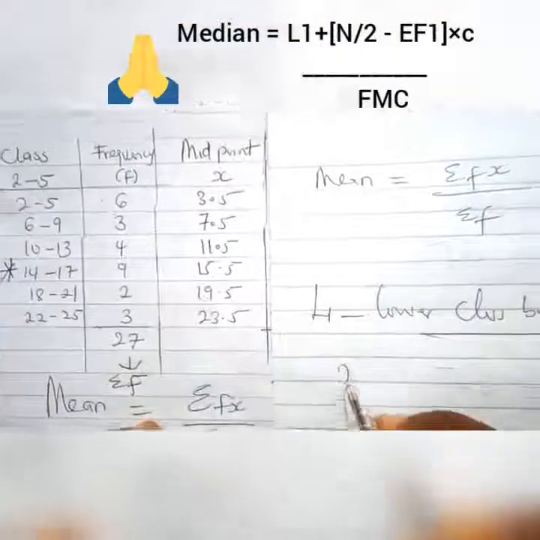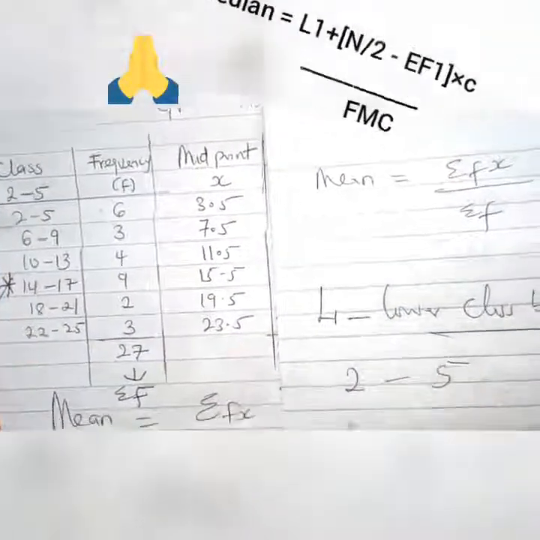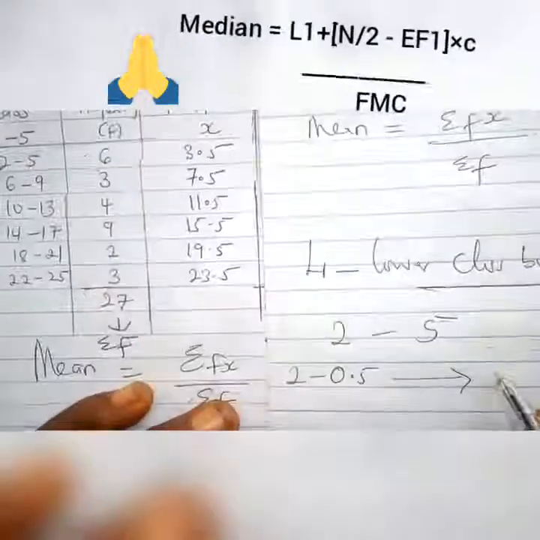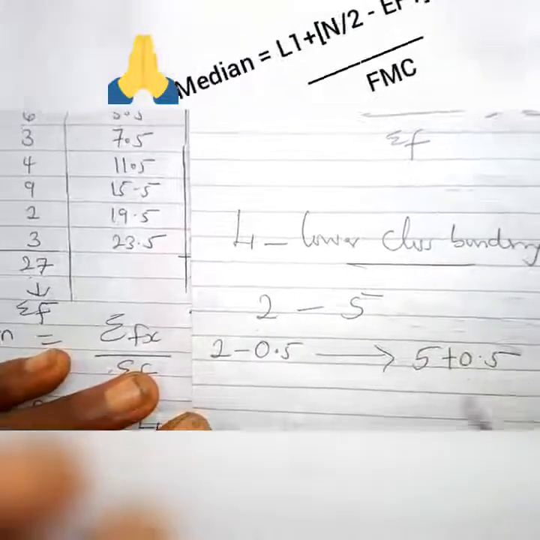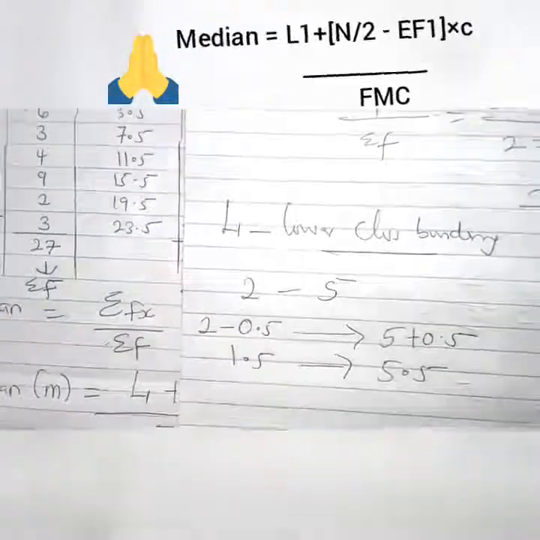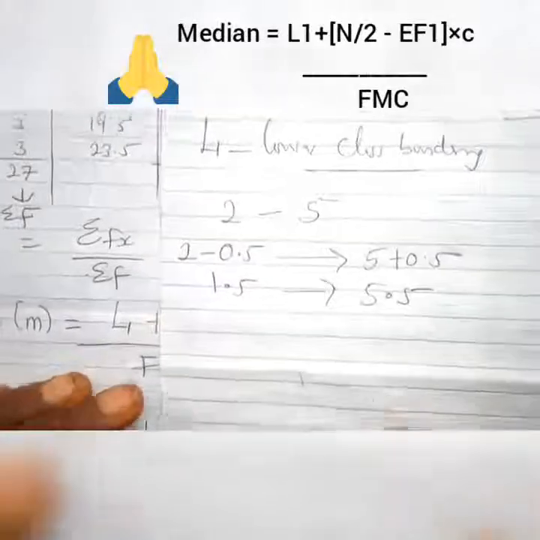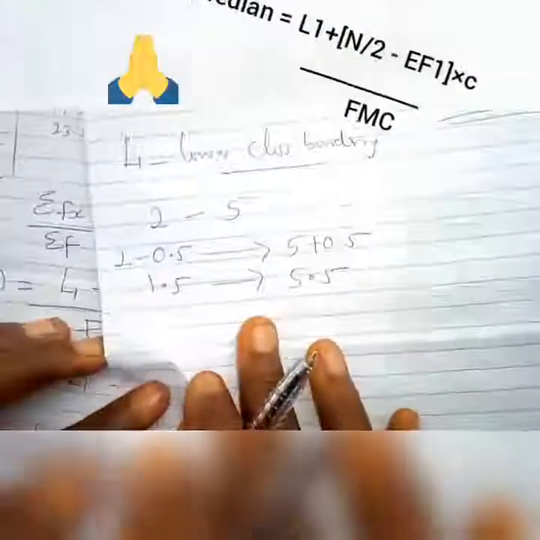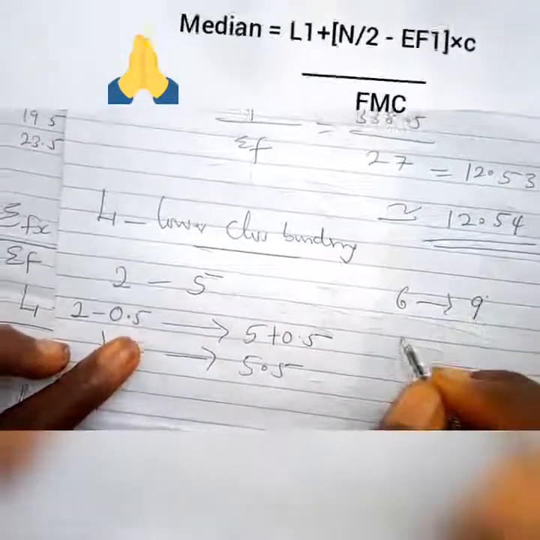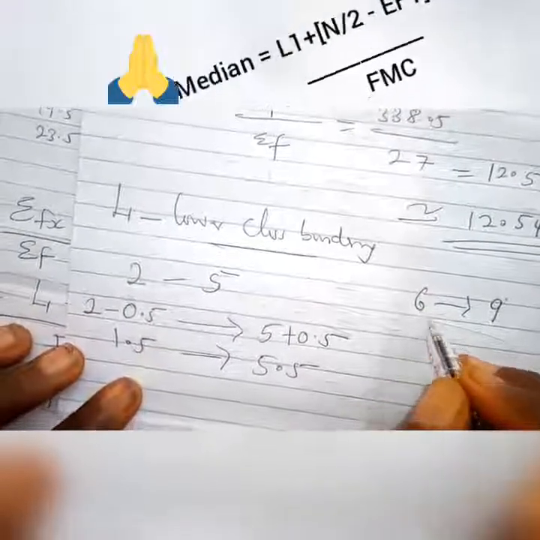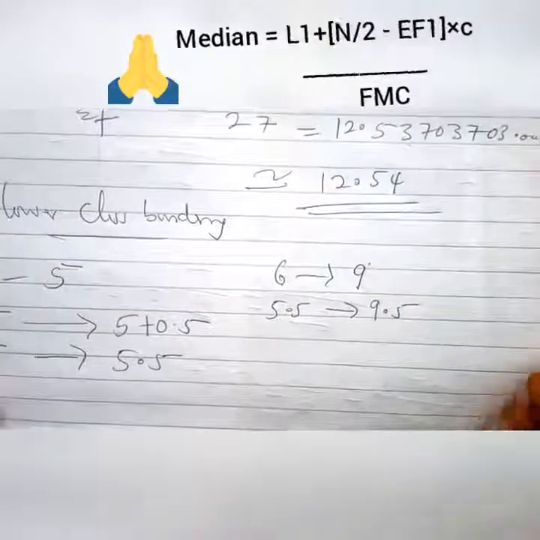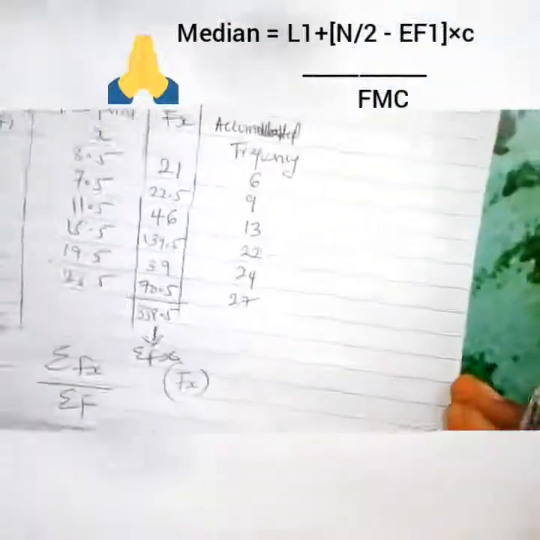We have 2 and 5. When you subtract 0.5 from this, and you add 0.5 to this, you'll be having what? 1.5 to what? 5.5. I hope you get that. So the next to it is 6 to 9. So when you subtract 0.5 from this, you have what? 5.5. Then here you have what? 9.5. I hope you get that. So let's create a frequency for that.